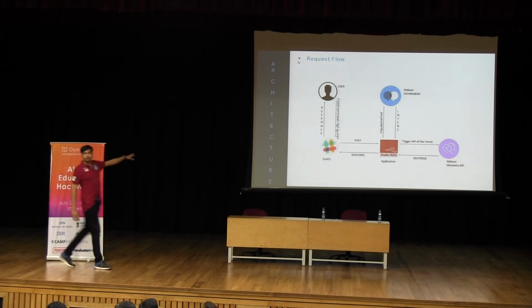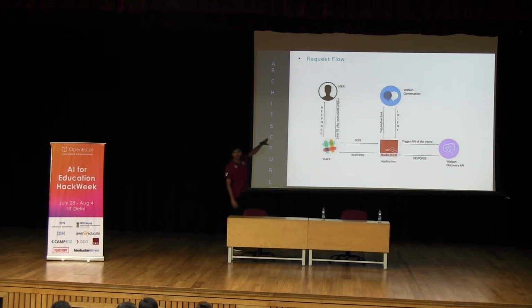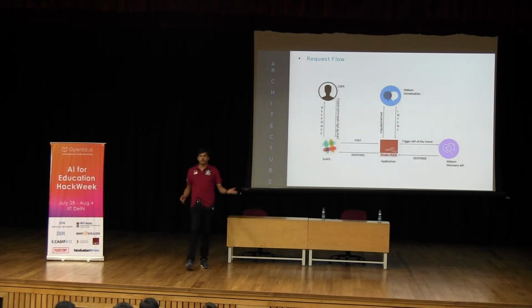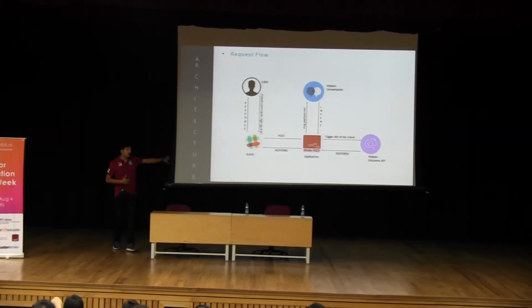So this is how the request flow of a particular chatbot looks. Let's say I am a user, and in this architecture I am using Slack as a messaging gateway. You can use Facebook Messenger, you can even use Gmail for that. Right now I'm using Slack in this architecture.